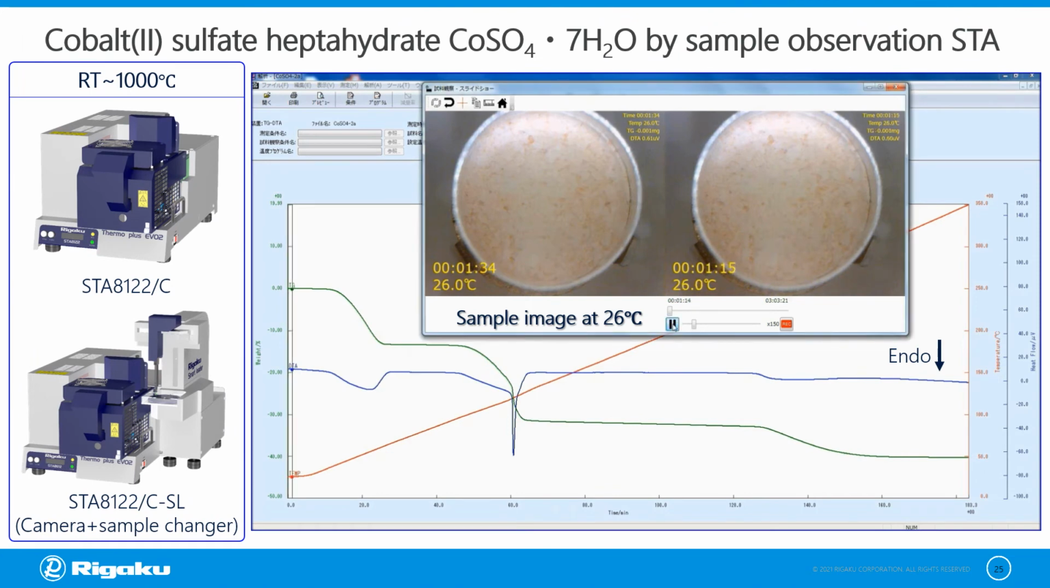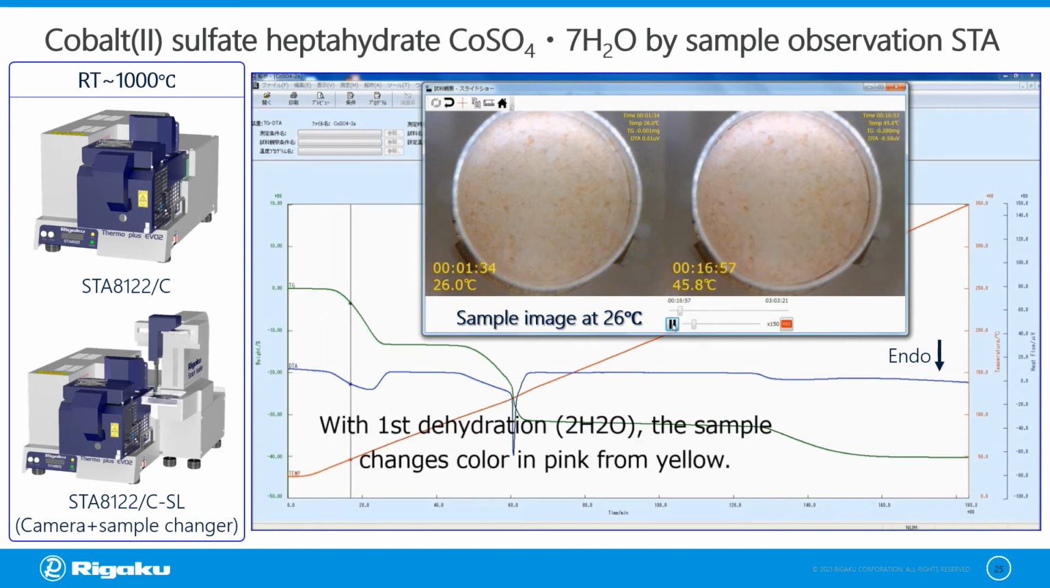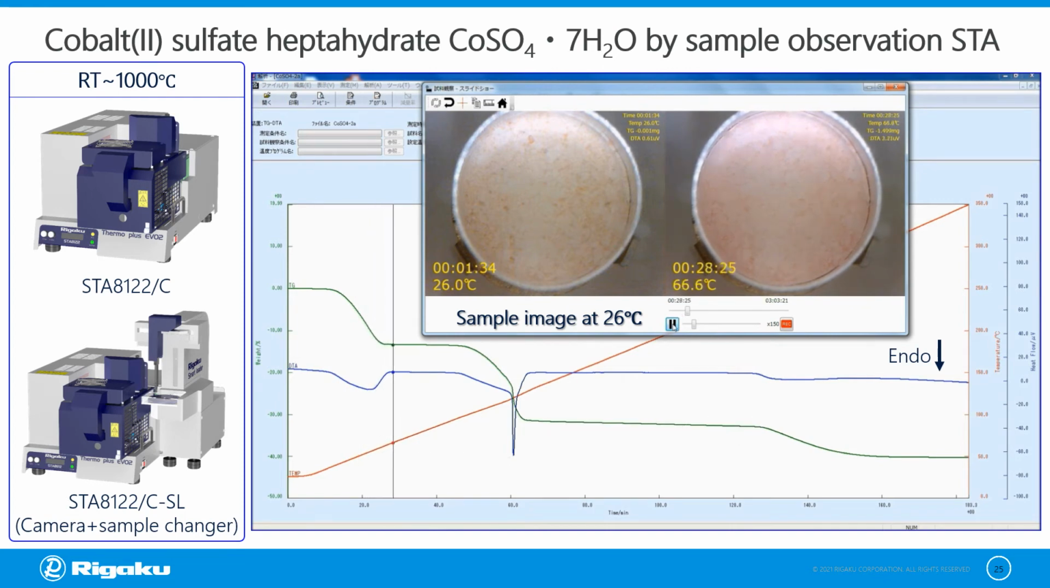With a sample observation camera, the user can create a movie of the measurement result showing the original image of the sample and comparing it with the significant changes occurring in the sample as it goes through dehydration reactions during heating. The photo on the left side is a sample image at 26 degrees centigrade.